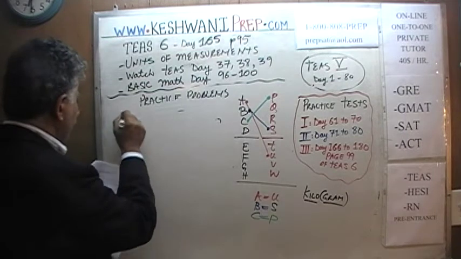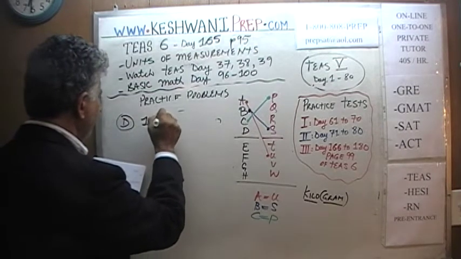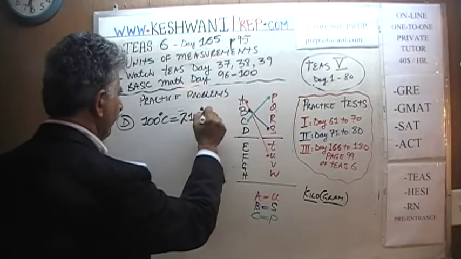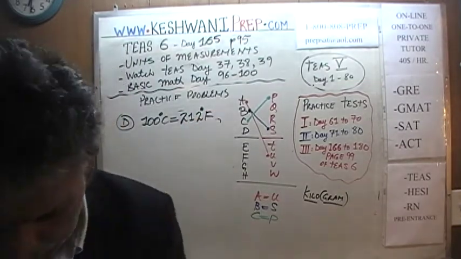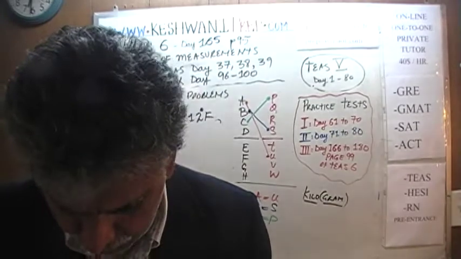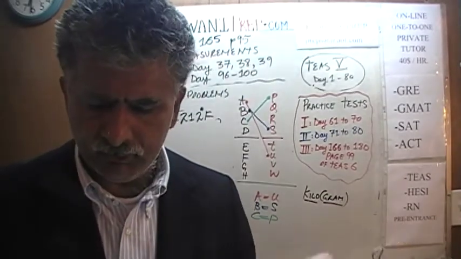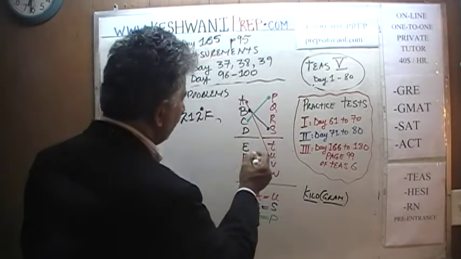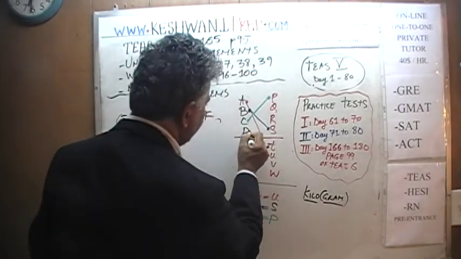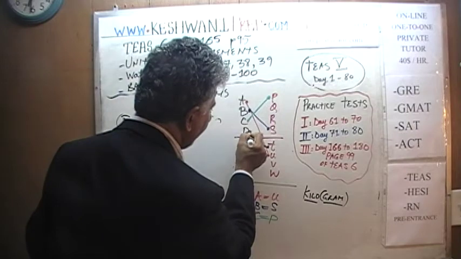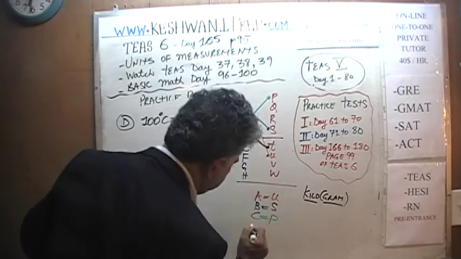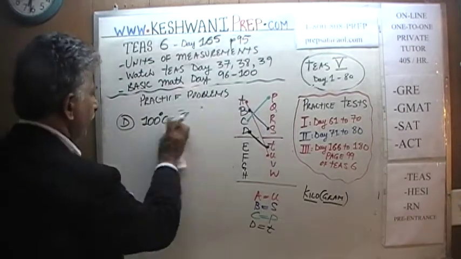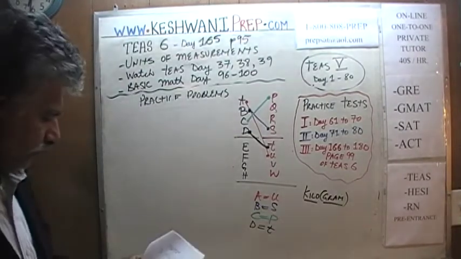So, number D was 100 degrees centigrade is equal to 212 Fahrenheit. So we're looking for 212 Fahrenheit. Let's pick up speed here. 212, what letter would that be? That's T as in Tom. And this was D. So D equals T. There is your T and there is your D. D equals T. The fifth one. Four down, four to go.